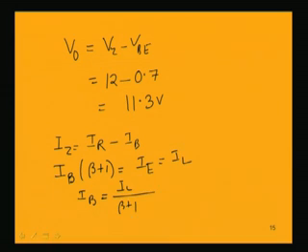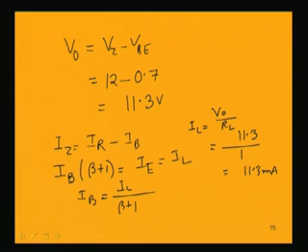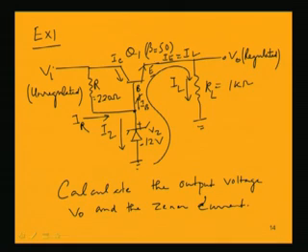Now what is IL? IL is V naught by RL. V naught we have found out 11.3 volt. RL is given as 1 K. So 11.3 milliampere, because this is 1 kilo ohm. So 11.3 milliampere is the load current, which is nothing but the emitter current, because the emitter current is flowing into the load for this circuit.